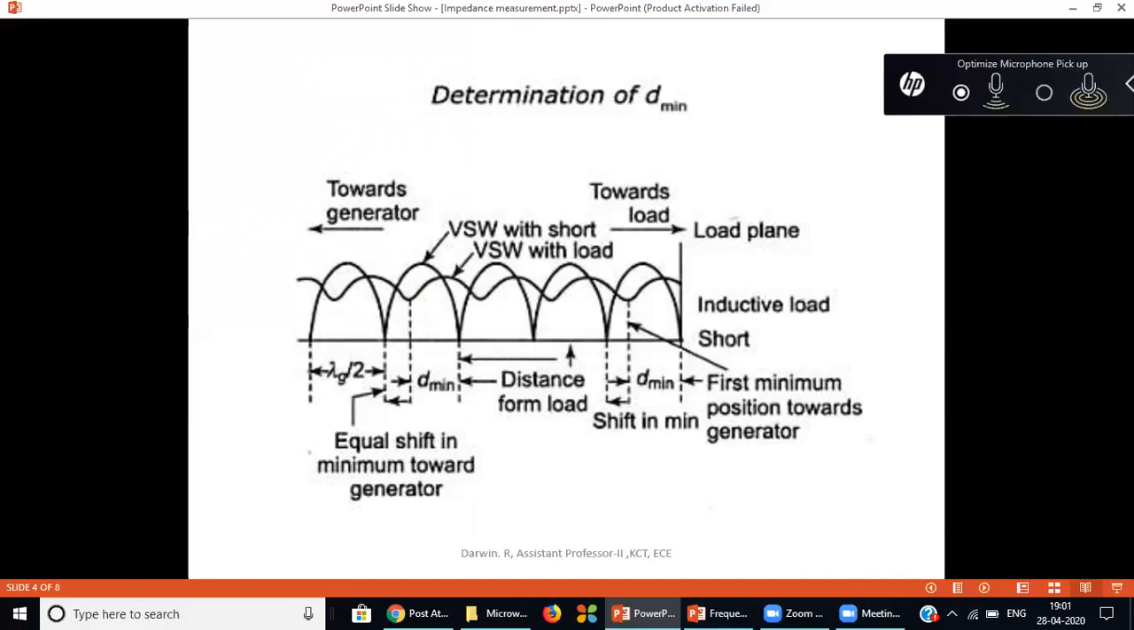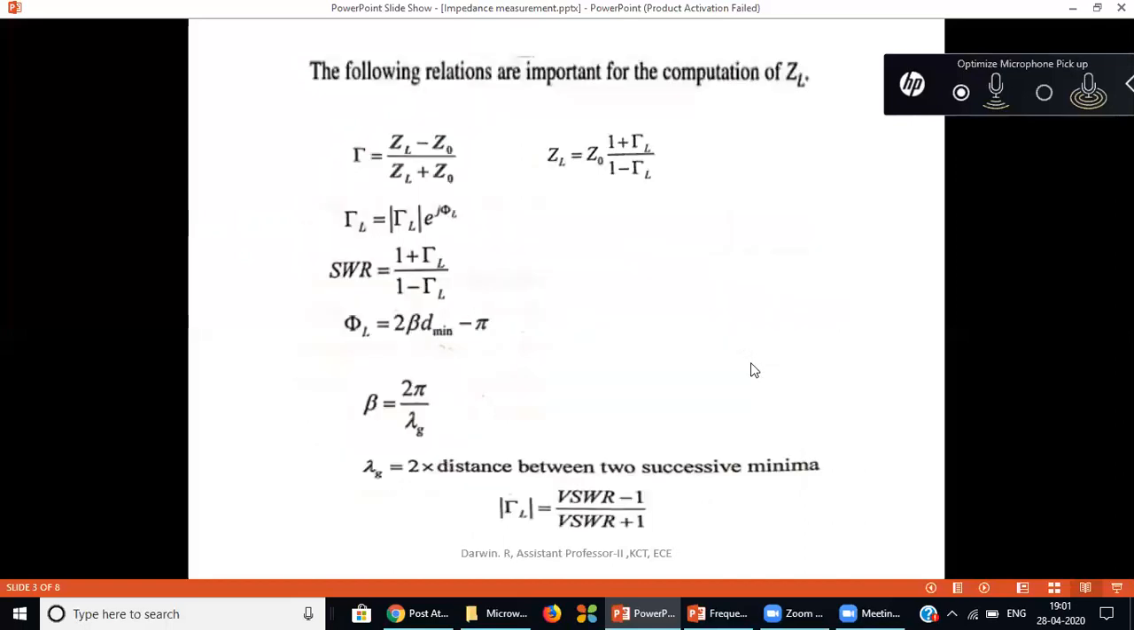If you look at the distance between two minima or two maxima, it will be half the guide wavelength, that is lambda g by 2. So this is lambda g by 2 between two voltage minima. Or if you take the distance between two voltage maxima, again it will be equal to lambda g by 2, where d minimum is the distance from your load to the first minimum point. So if you know the value of d minimum, you can find the guide wavelength.